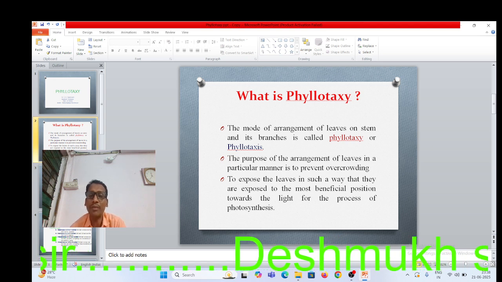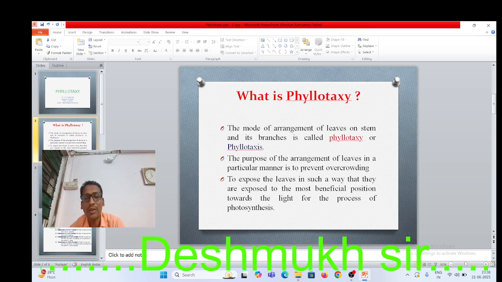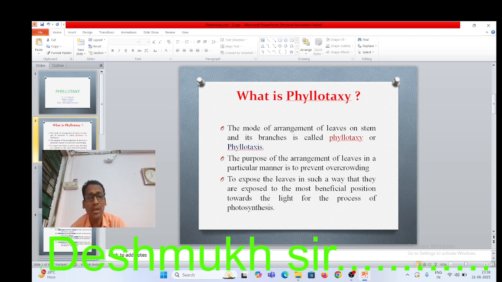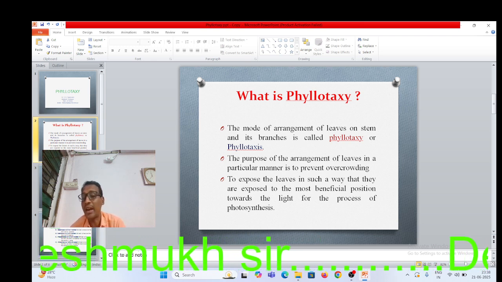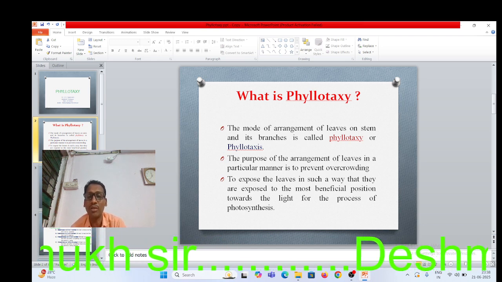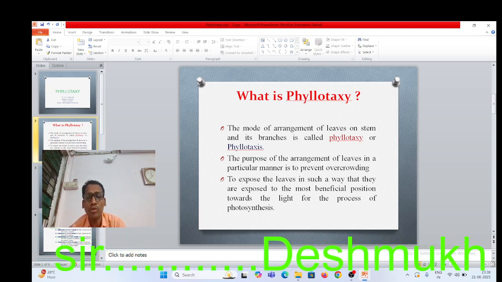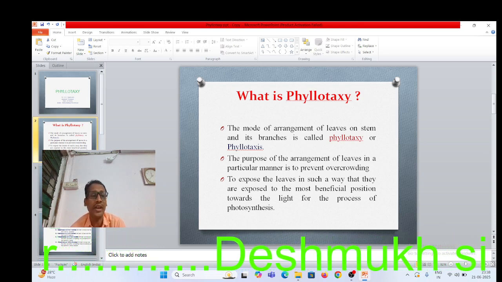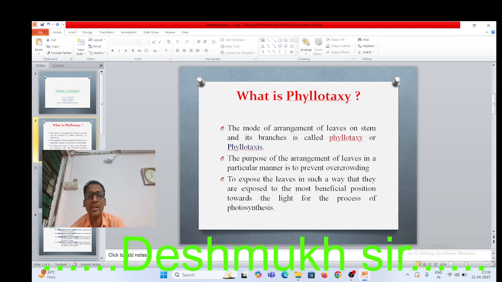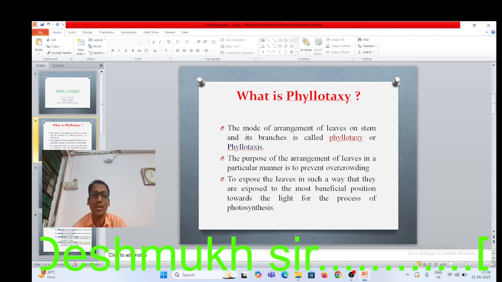Why was such an arrangement over the branches or over the stem there? The very simple answer is to prevent overcrowding at the tip of the branches or at the tip of the stem. Second, to get a better position to receive more sunlight to carry out photosynthesis, the leaves are arranged in a different manner in particular species or in different species of plants.